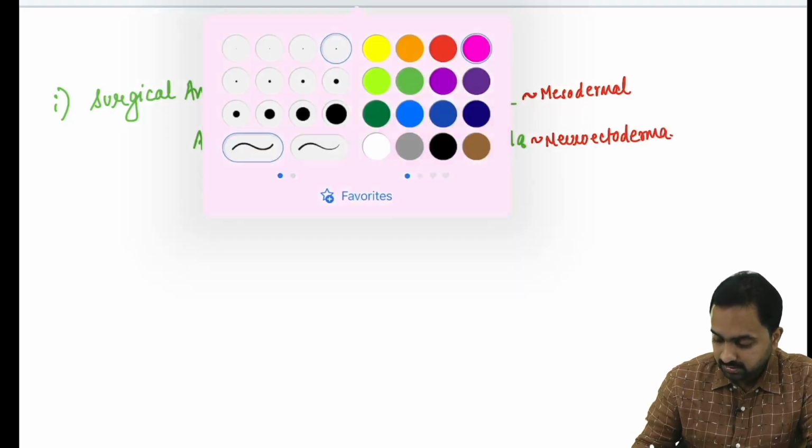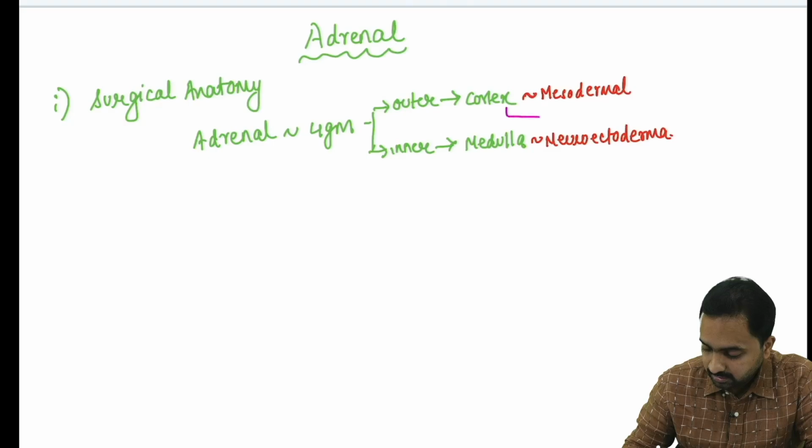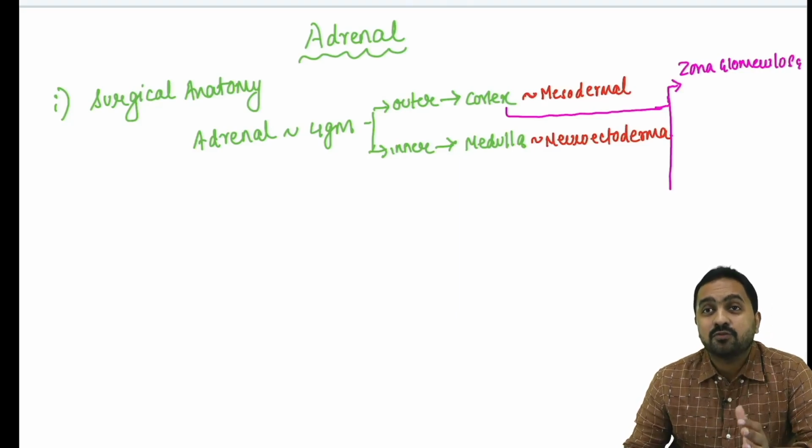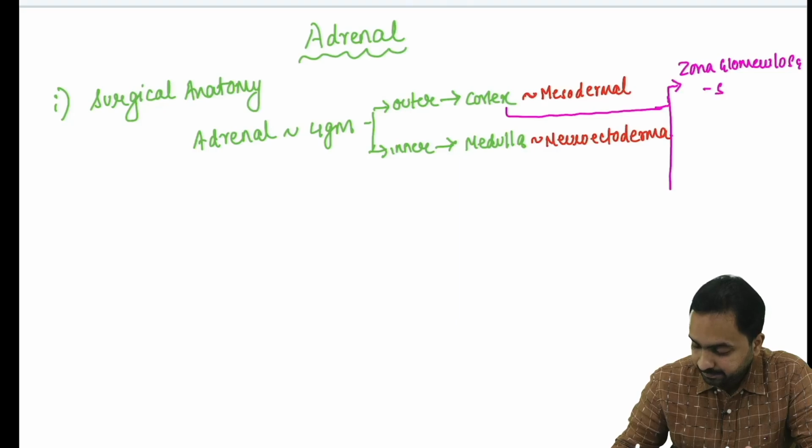The cortex consists of three parts. The first is the zona glomerulosa. Now, this consists of small and compact cells. It secretes aldosterone.